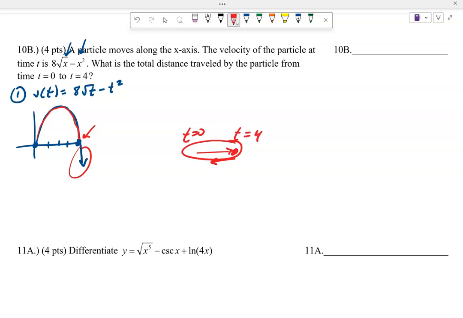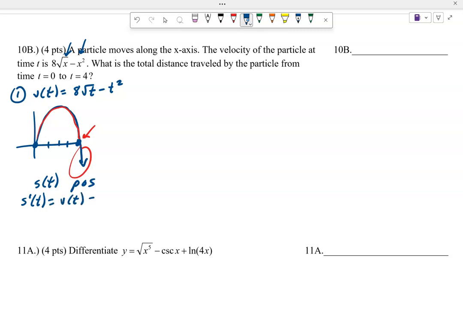Total distance traveled. So I'm probably thinking to myself, remember we had position. Velocity is the derivative of position, so that's the one we're given as our velocity. And then S double prime or V prime is our acceleration. Now, we're not asked anything about acceleration here, but I just want to remind you about those relationships.